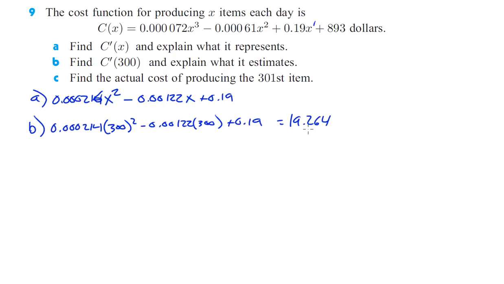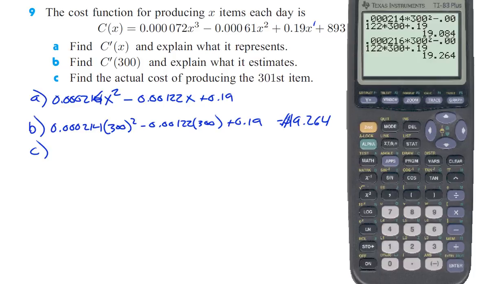Okay, so what this represents is the change in cost, how much this estimates it should cost to make the 301st item. Okay, so this is simply an estimate. Okay, and then of course part C is going to say find the actual cost of producing the 301st item. Okay, so let's enter that in. Okay, and I'm going to pause it here just for a second so I can put that all in so you don't have to wait for me.